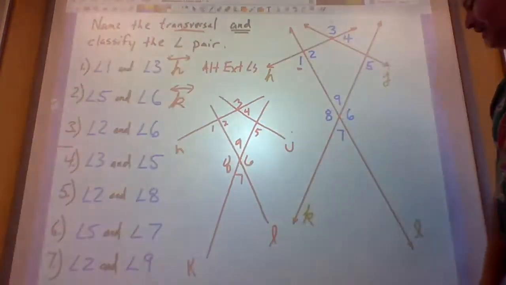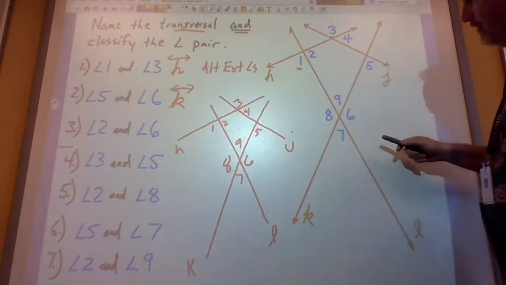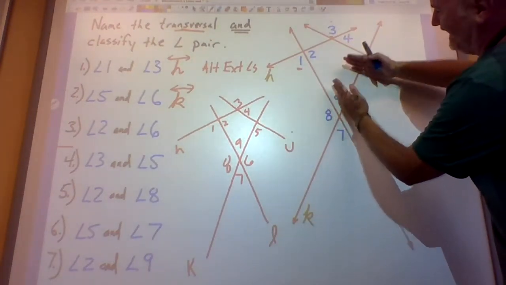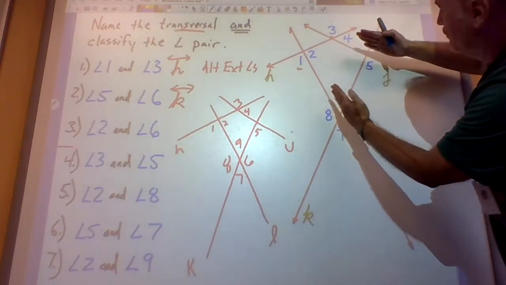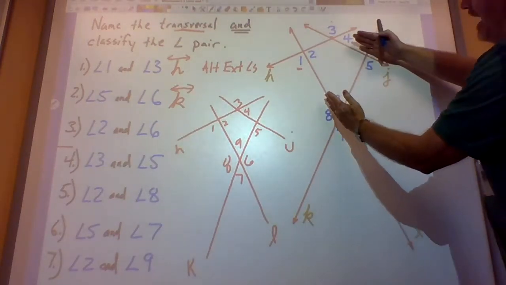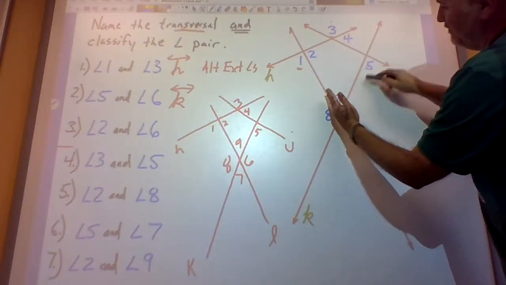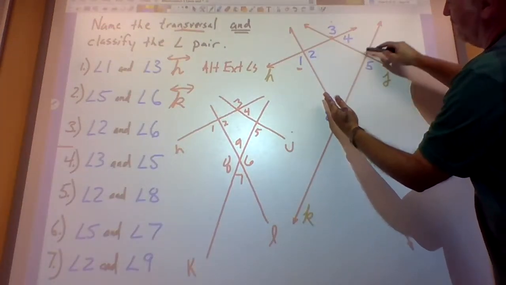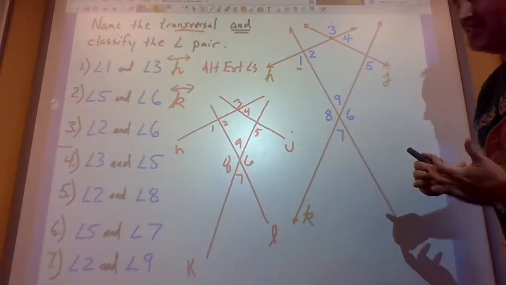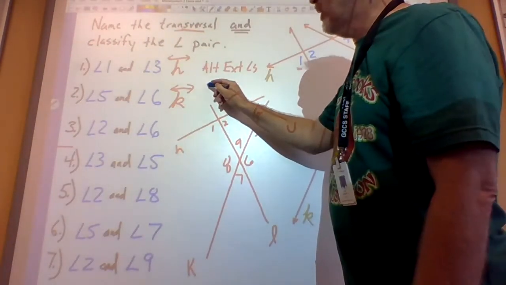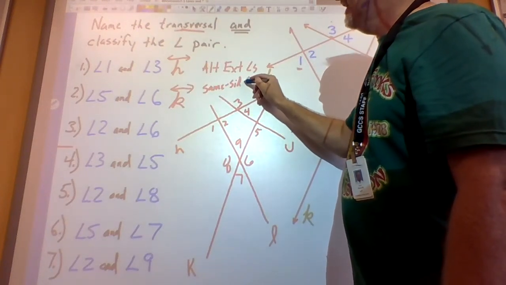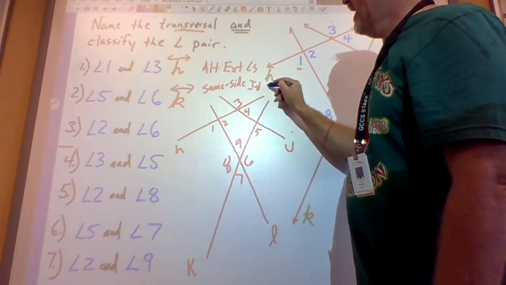And then if you look at line K, 5 and 6, they're both on the inside of those lines, right? So we're talking about interior. And they are on the same side of the transversal. Here's the transversal. They're both to the right of the transversal on the same side. So again, that gives it away. They would be same side interior angles.